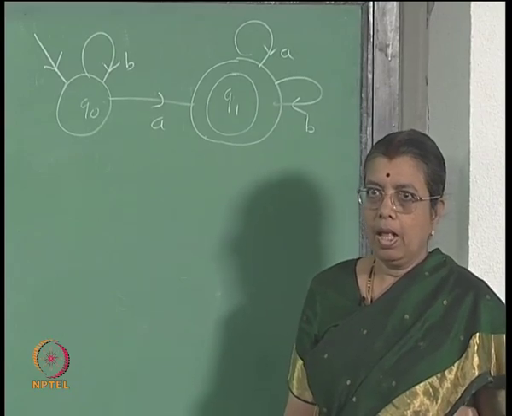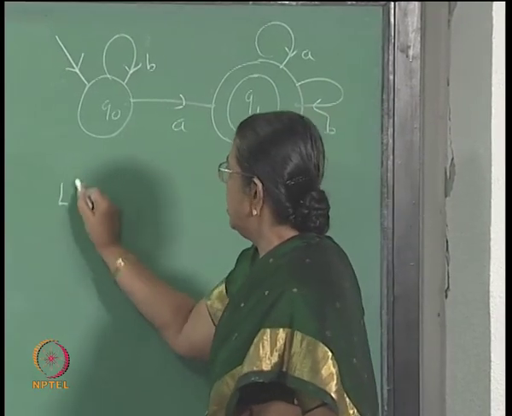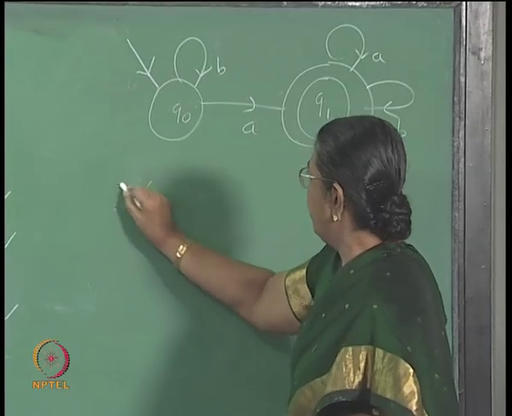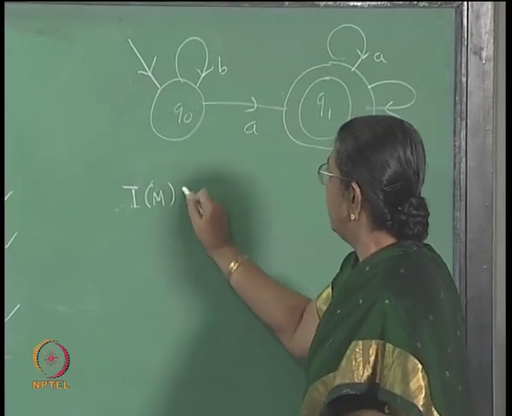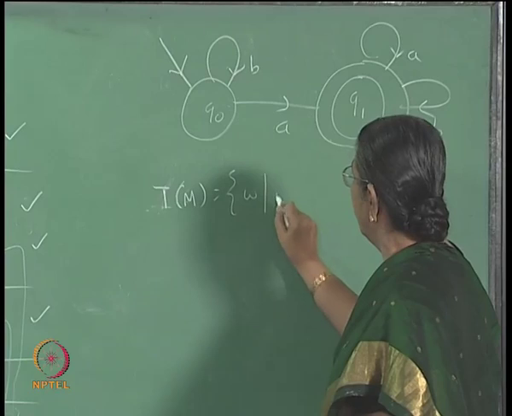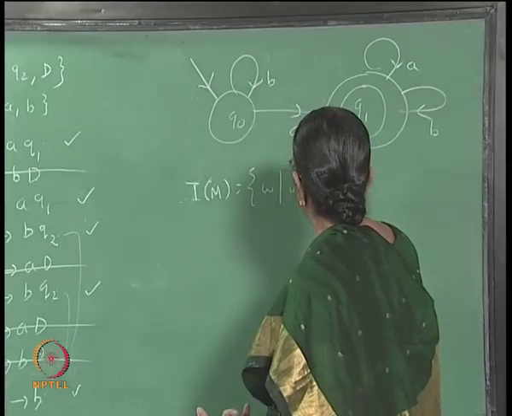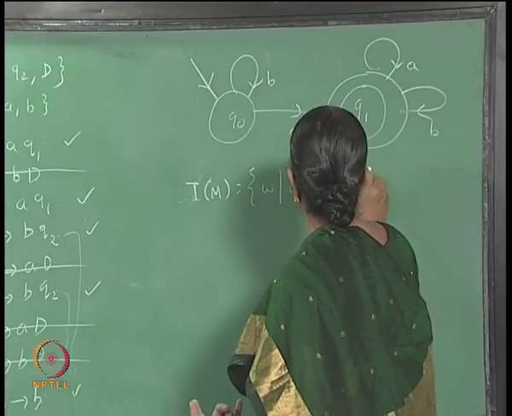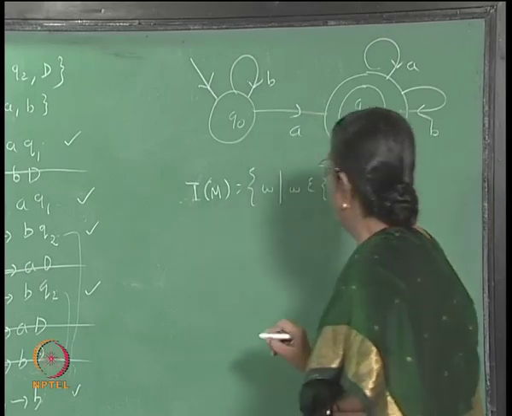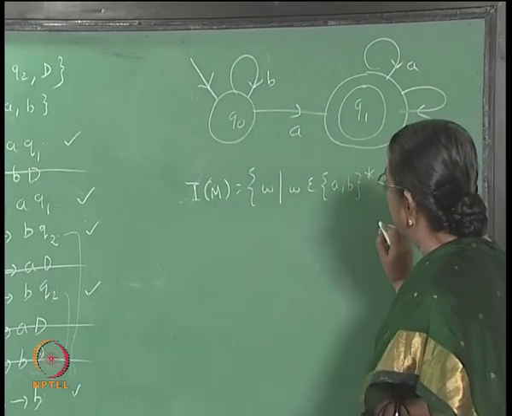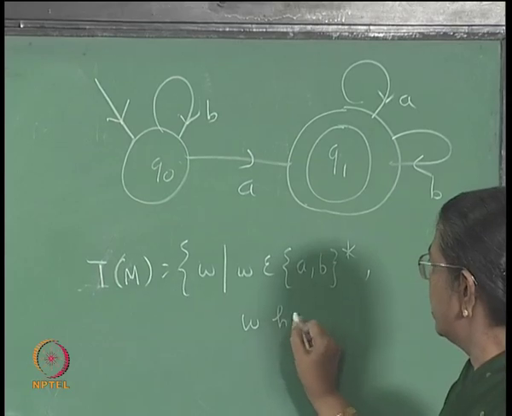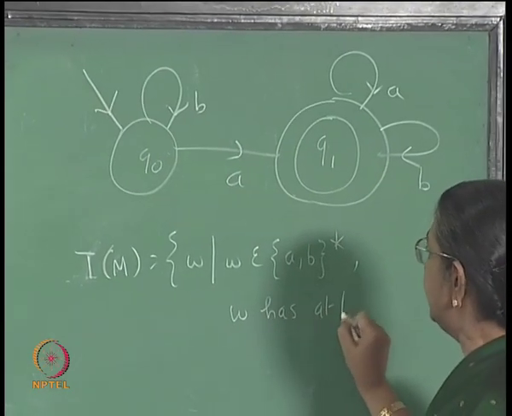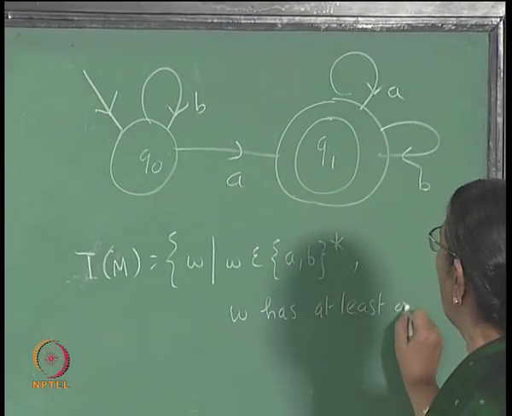Okay. So, T of M is {W | W belongs to {A, B} star, W has at least one A}.